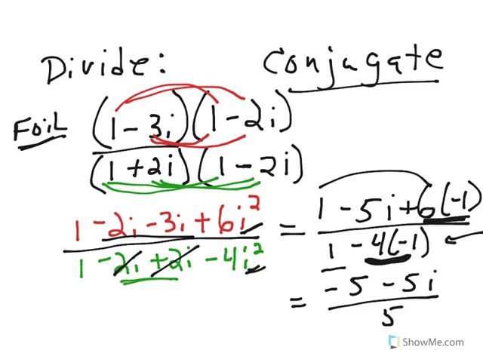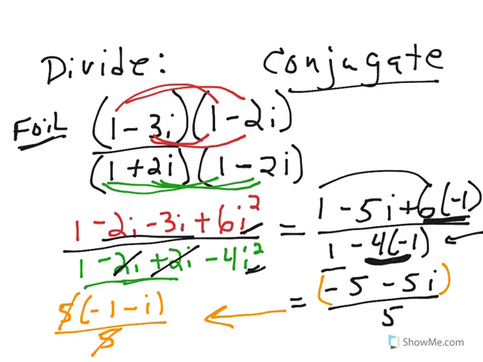We can reduce this by factoring out a 5 in our numerator. If I pull out a 5, that's going to leave me negative 1 minus i over 5. And the 5's reduce out. Final answer, negative 1 minus i.